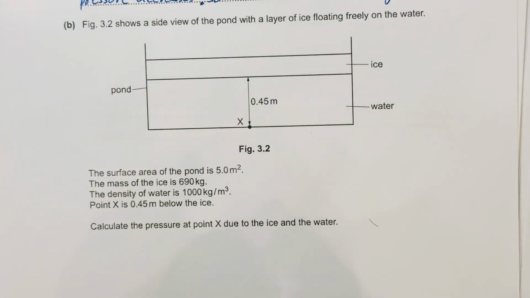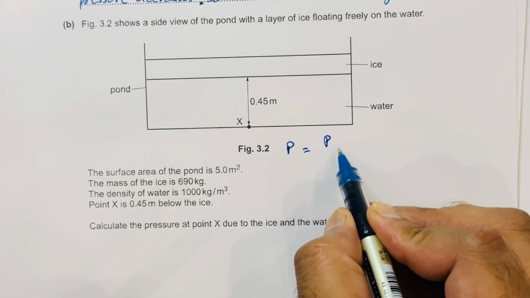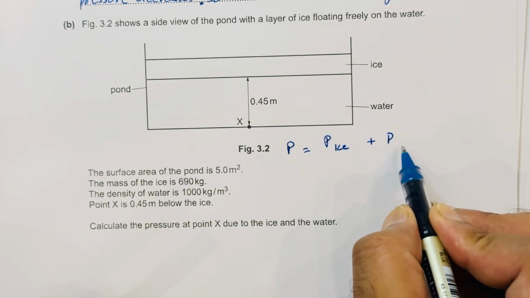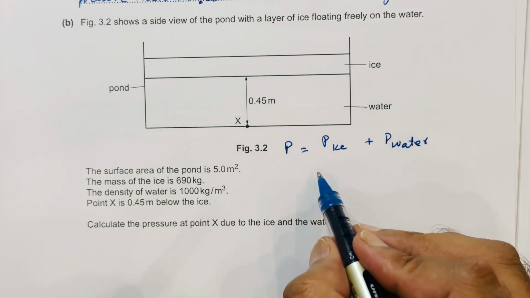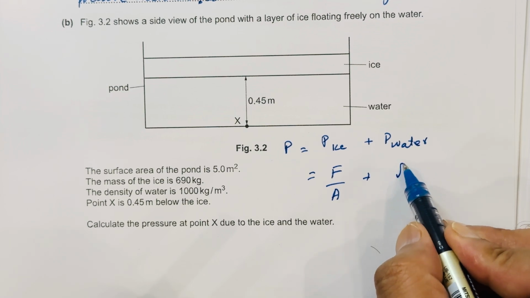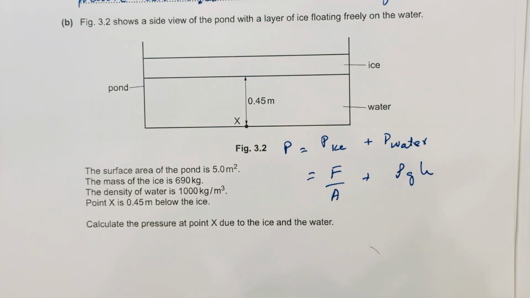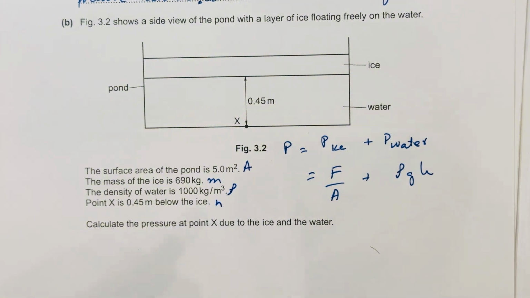So we need to calculate the pressure. We know there are two types of pressure present in this case. First is pressure due to ice plus pressure due to water. So for the pressure due to ice, we're going to apply the formula F over A, plus for the water rho g h. We are provided with the density as well, mass, area, density and height. Everything we have been provided. So we're going to use this formula to calculate pressure.